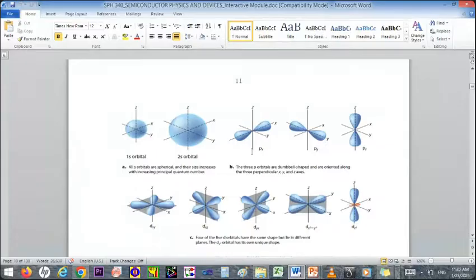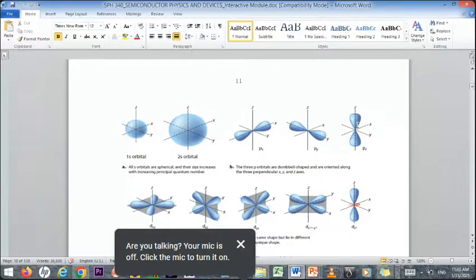And this px, it is aligned to the x-axis. The py is aligned to the y-axis. The pz is aligned to the z-axis. That is what we talked about, the aligning of the orbitals, the shape and the way they are aligned.